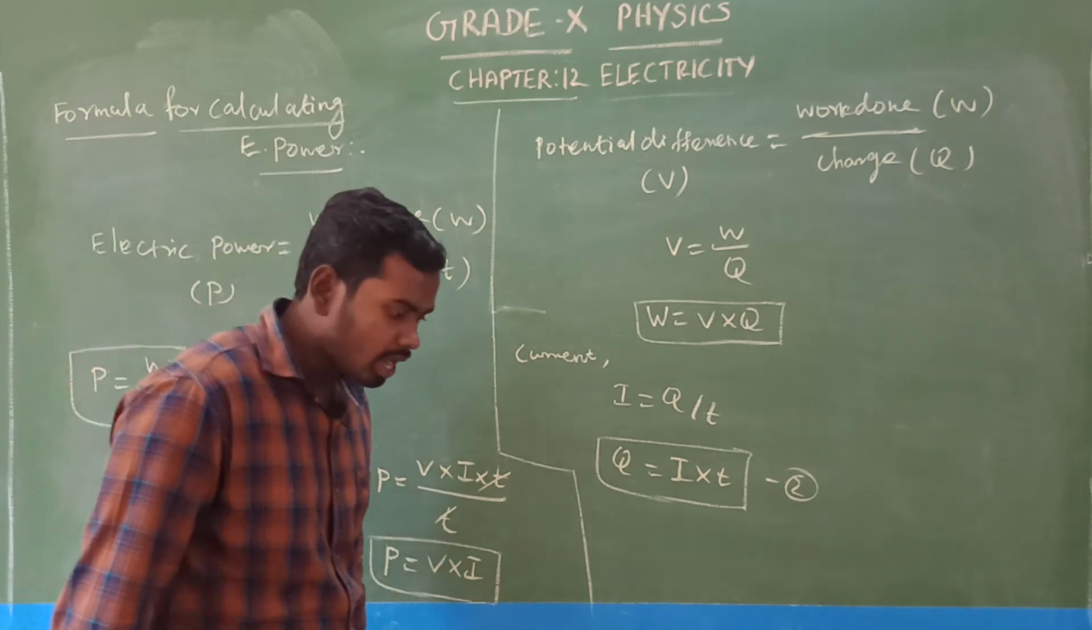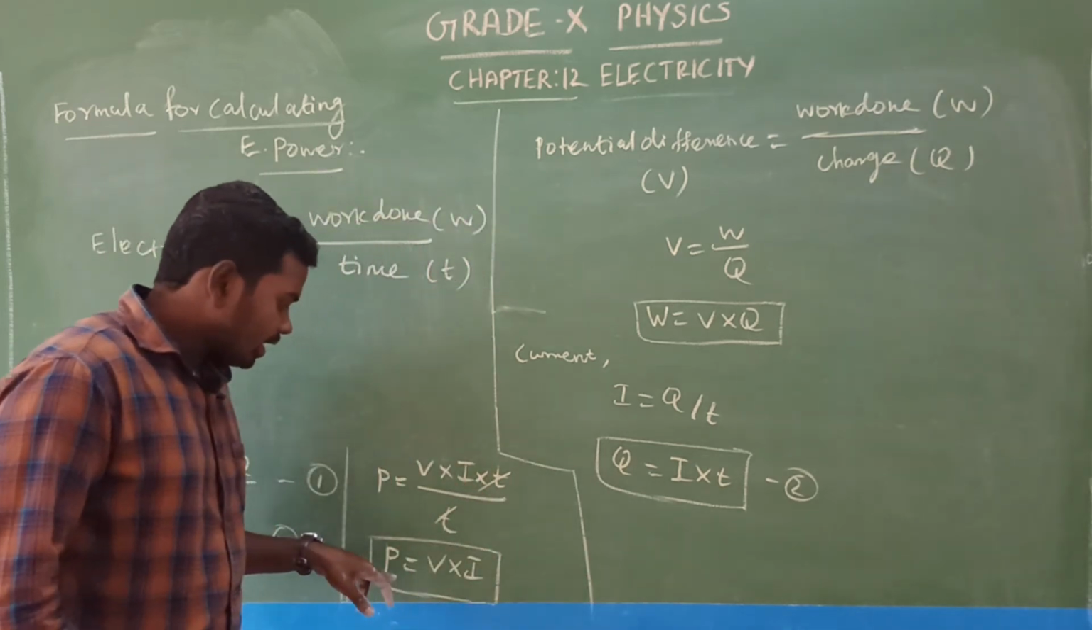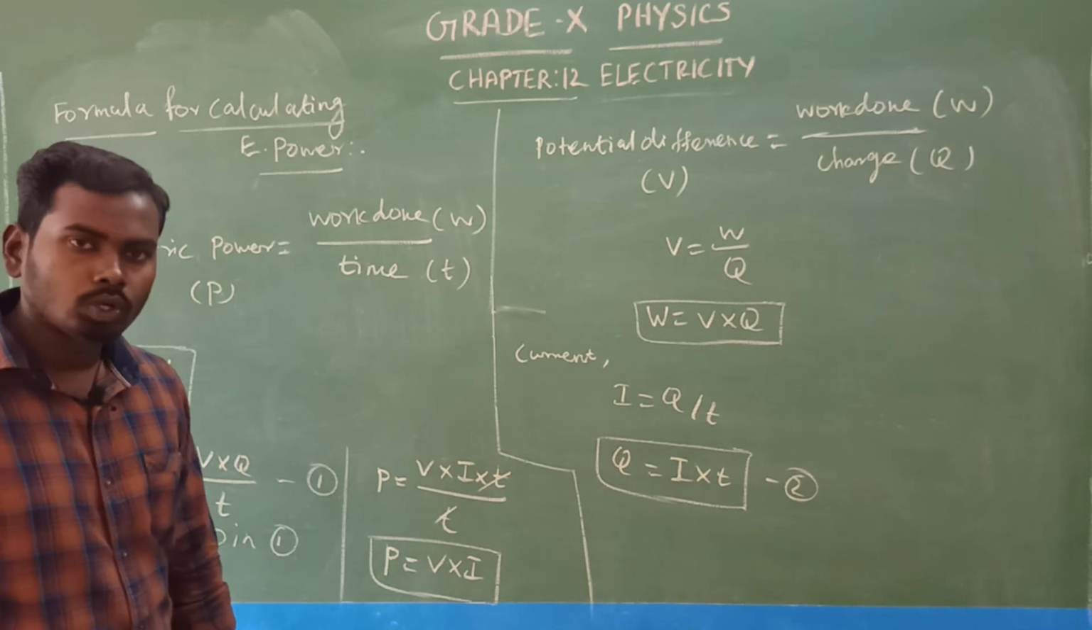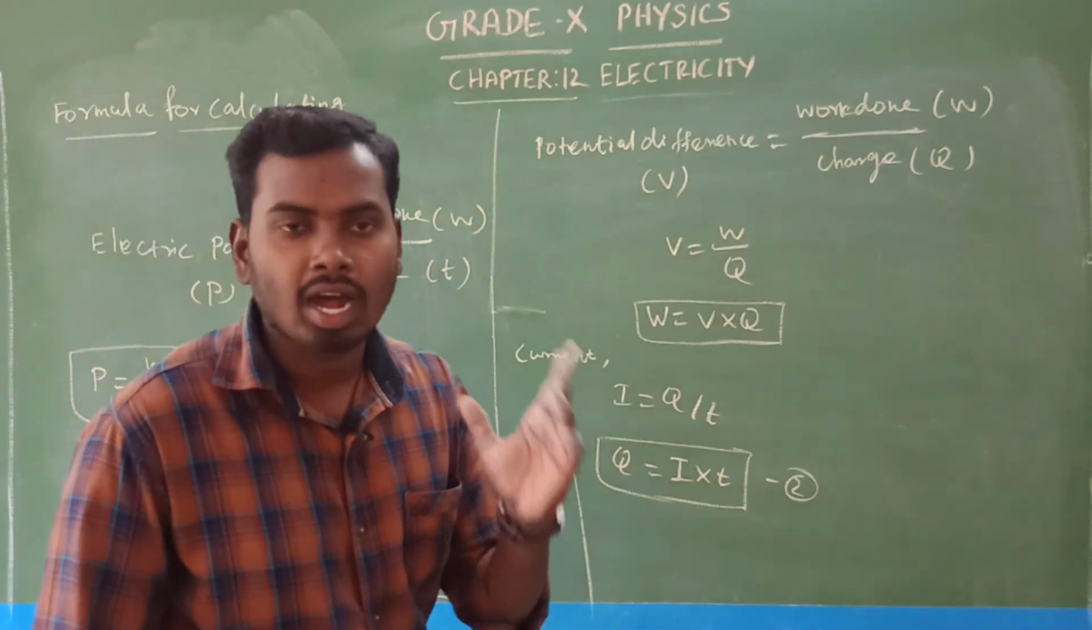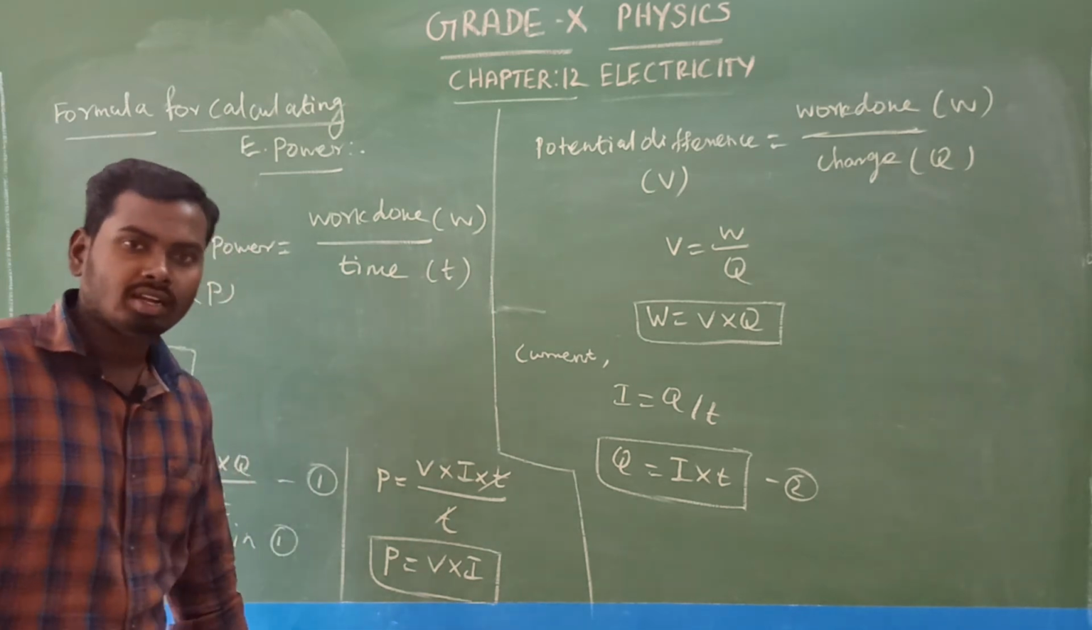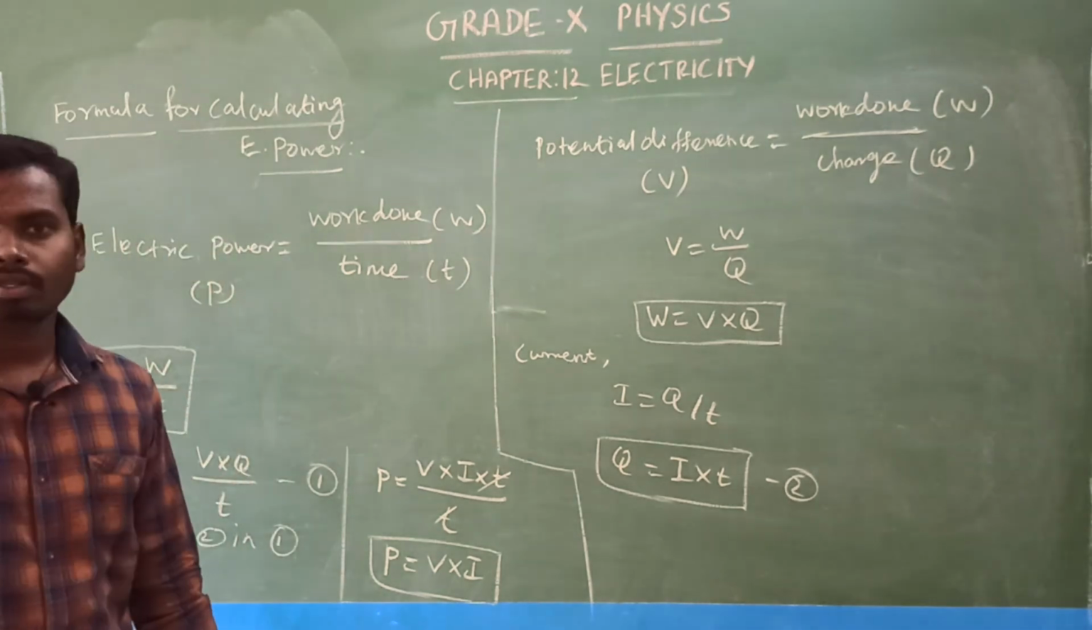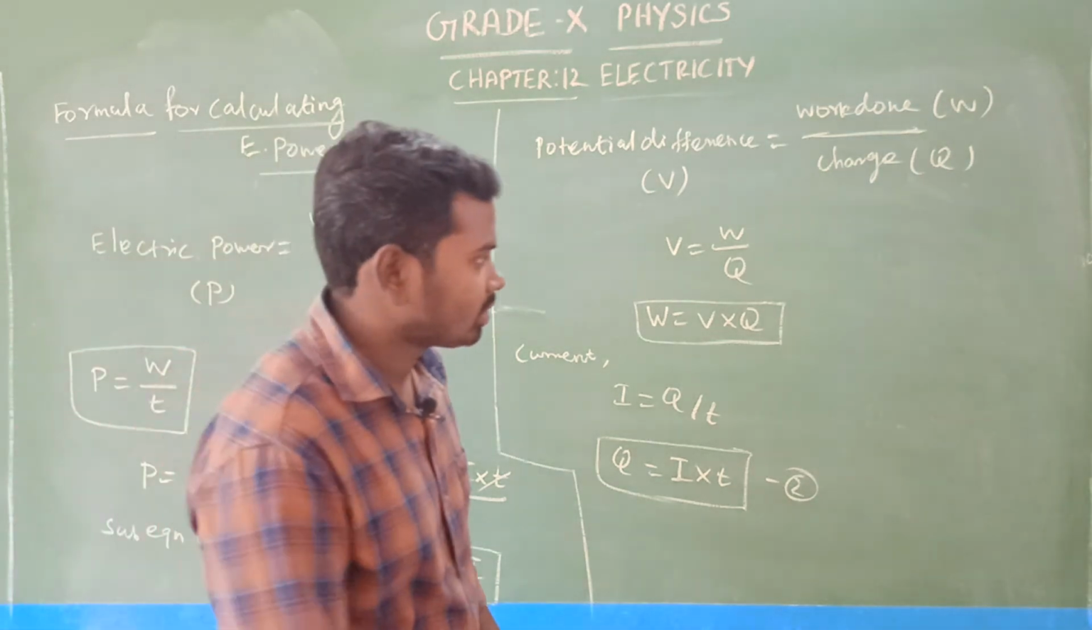P is equal to VI, which means electric power is equal to the multiplication of voltage and current. Voltage and current. Is it clear? That's all. Very, very easy.